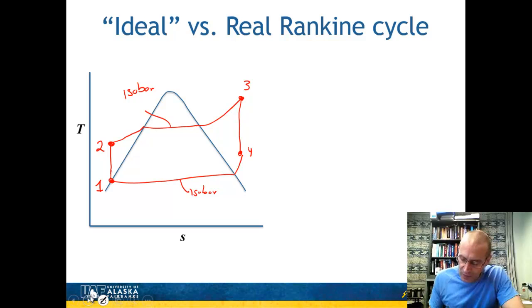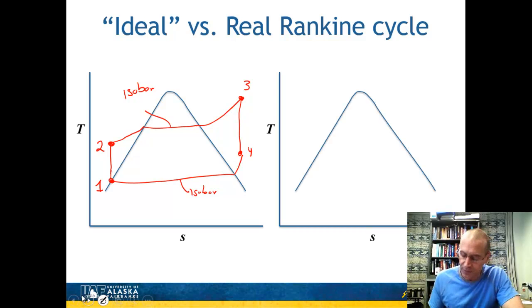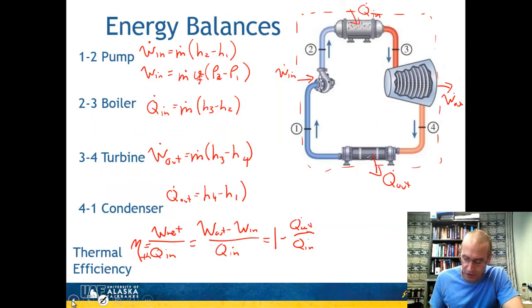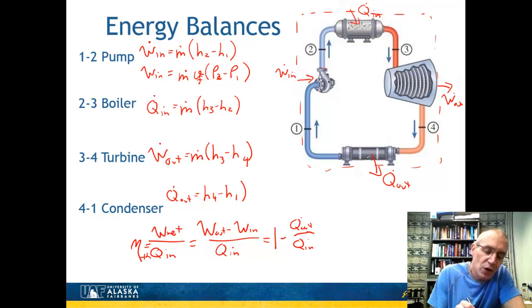Now, in real cycles, there's a couple things that are different. So let's just go back and look at our cycle here for a minute. Notice that we've got this pump that goes through a boiler, and then we've got a turbine that goes through a condenser. And there's a lot of piping in here, and so you can actually have some pressure drops. So actually, sometimes there's pressure drops between 2 and 3 and 4 and 1.